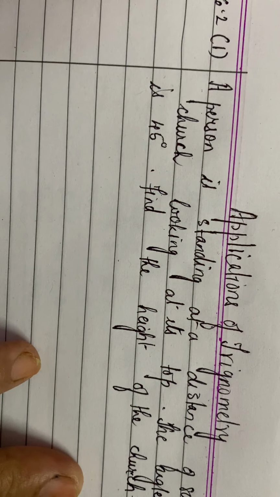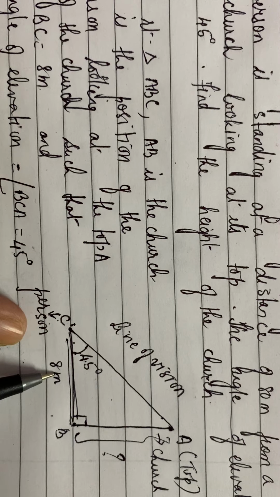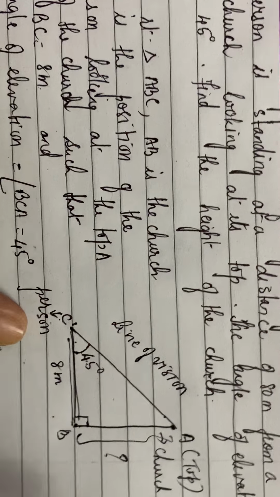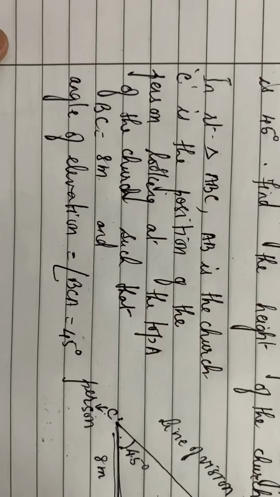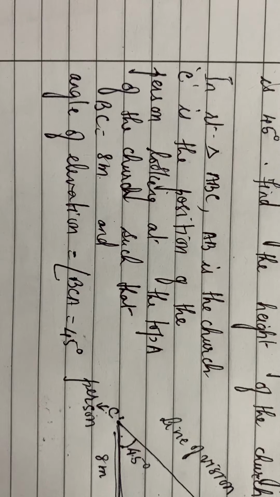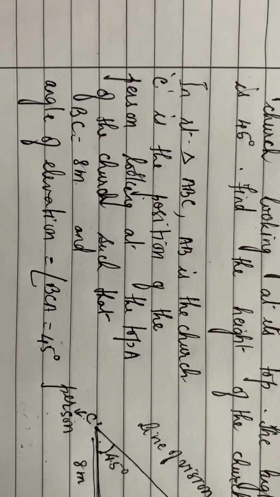Now this ratio, opposite upon adjacent, is nothing but your tan ratio. I hope you remember that. What do we call it? The tan ratio. So we just have to take tan 45, and tan 45 you know is just 1. The value of tan 45 is 1.